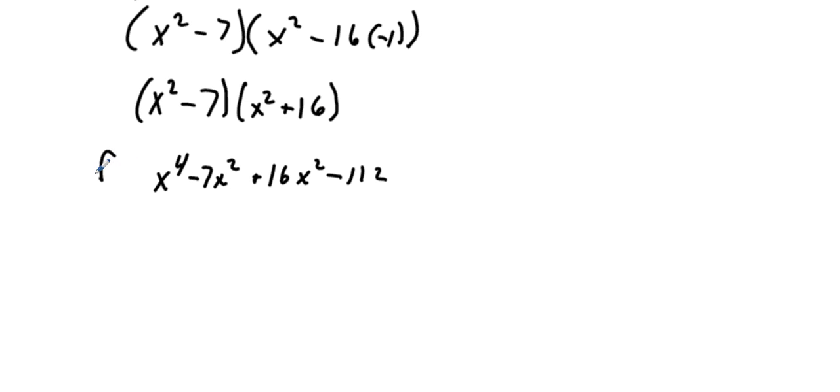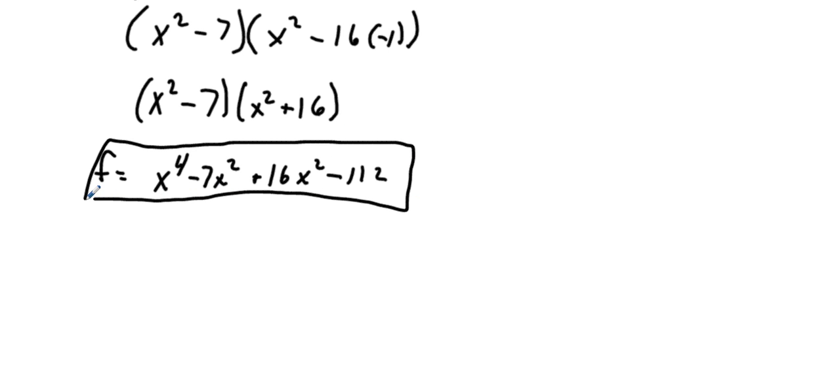All right, and that is our function f of x, as long as they multiply negative 7 times 16 correctly, which I believe I did. All right, and there we have it. Pretty easy. Well, let's try one more.